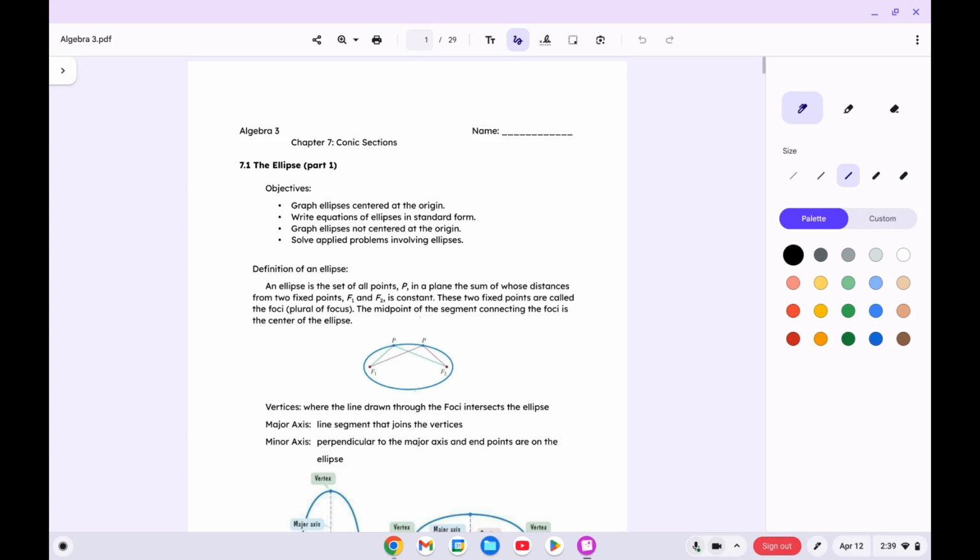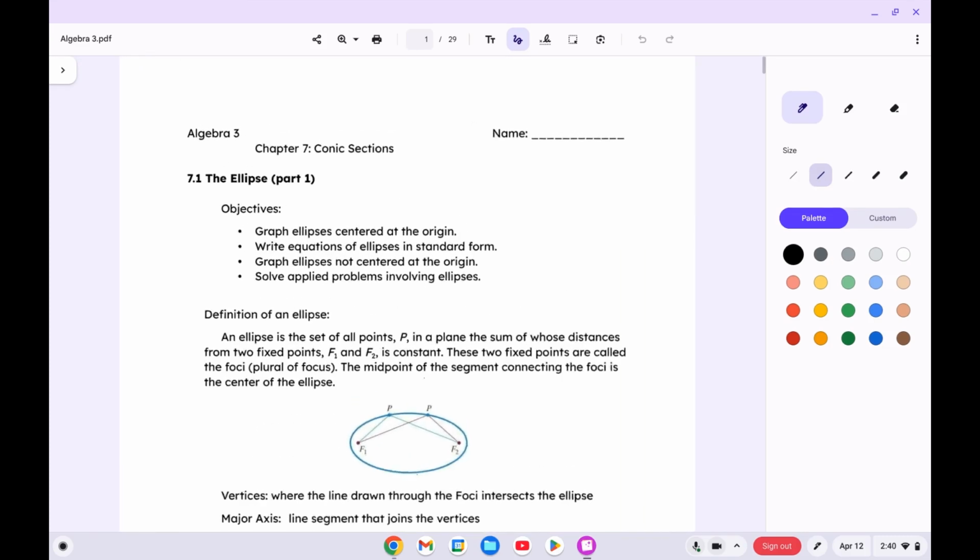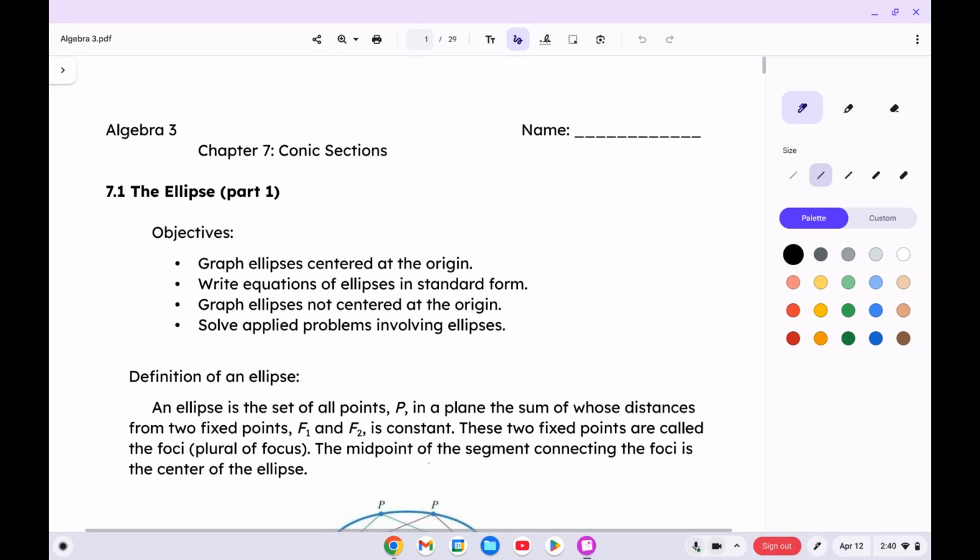Today on your bell ringer, I asked you to sketch a picture of a cone. If you didn't remember how to do that, or you were a little unsure, you have to think back to your geometry days, when you talked about three-dimensional shapes like prisms, cylinders, pyramids, cones, and spheres. You talked about how to find surface area and volume of them. We're going to extend on that here in Algebra 3, and we're going to be talking about conic sections throughout this whole chapter.